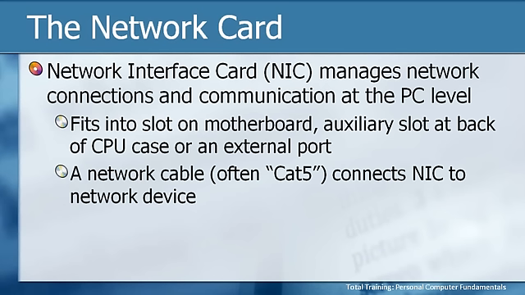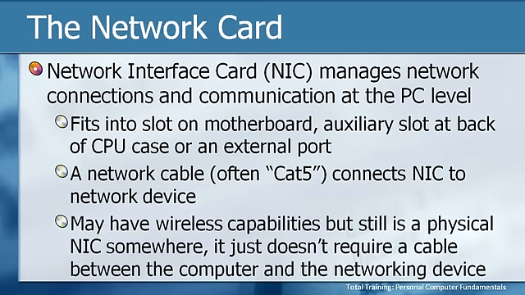Now, when you talk about cables, you can go down to any of your home improvement stores these days and buy a network cable, or of course you can go to an electronics store. But Cat5 is kind of the most common type. There are different types of cables and medium in which to create networks, but this is kind of the consumer level. You also may have wireless capabilities, but there still has to be a physical NIC somewhere. It just doesn't require a cable between the computer and the network device.